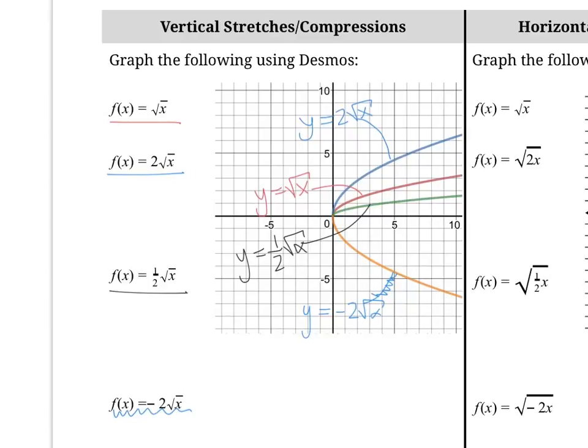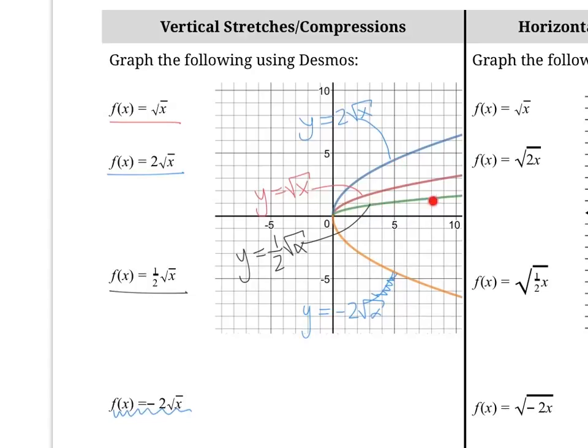Now, instead, we have 2 being multiplied against the function. So now we're multiplying the y values, and look what it did. It brought all of the y values up. We call that a stretch. All the y values are being stretched from their original place upwards.